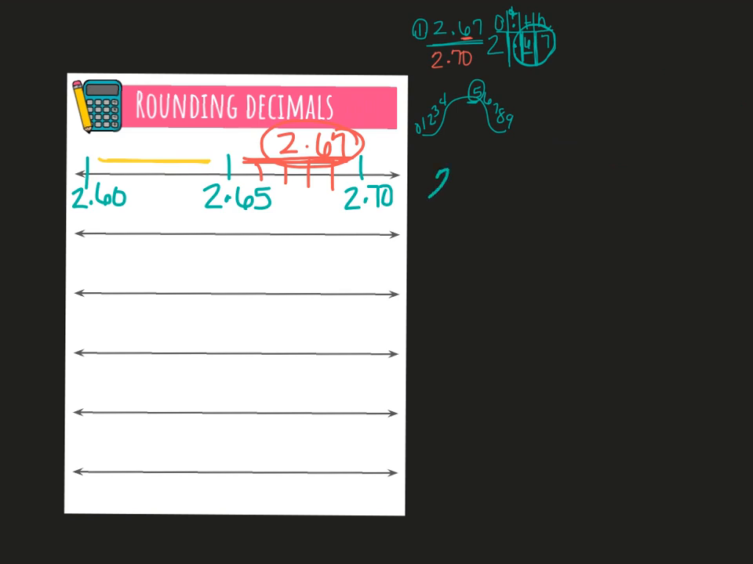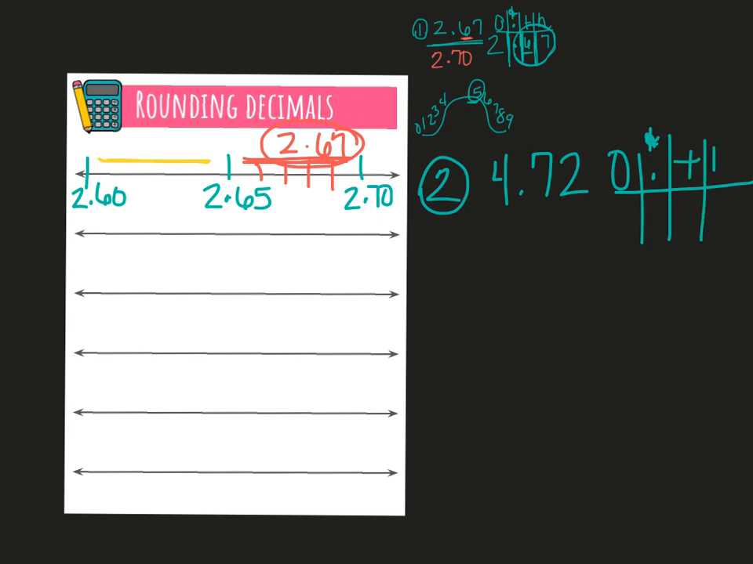For our second problem, we're going to try to round 4 and 72 hundredths. Again, I am trying to round to the nearest tenths place. So my first step is going to be to set up my place value chart. I have my ones, my decimal, which like I said, I call my end symbol, I have my tenths, and I have my hundredths.